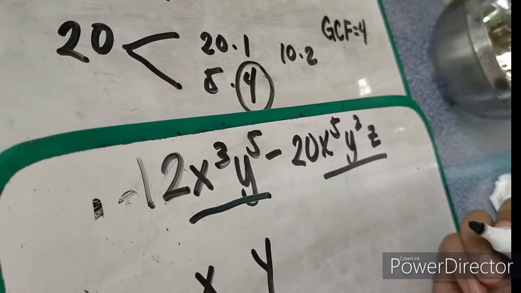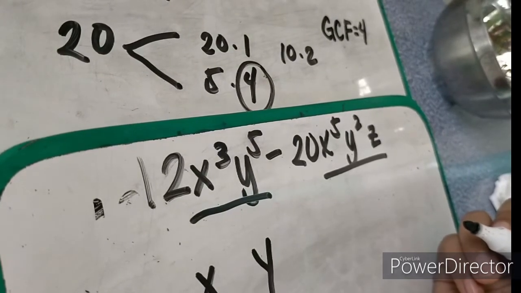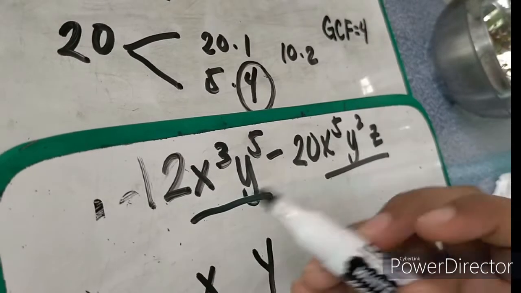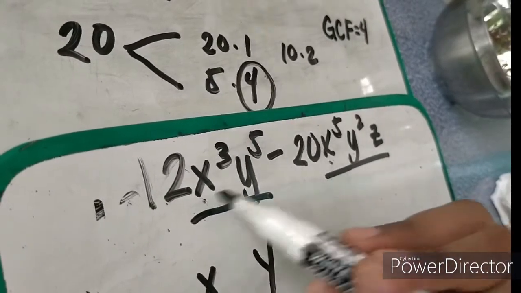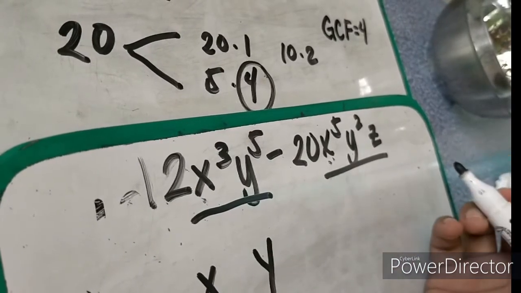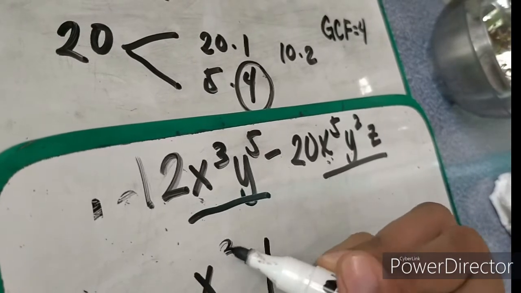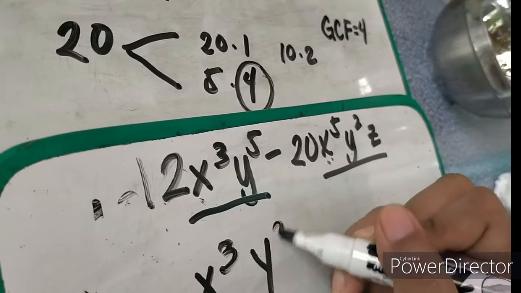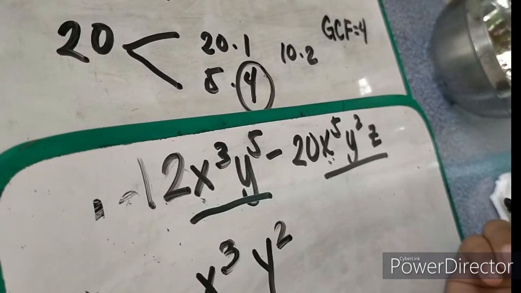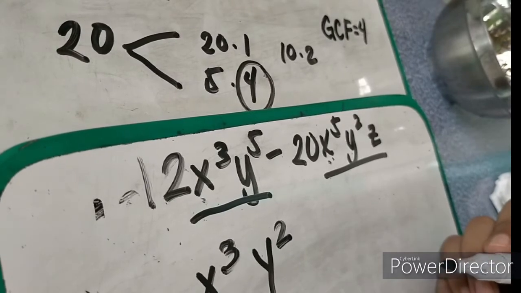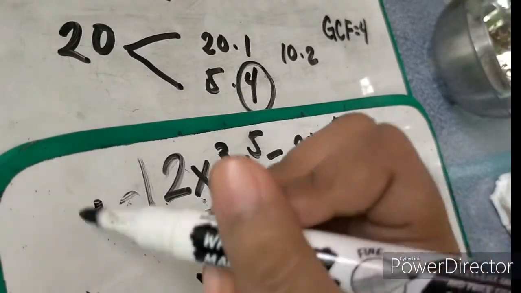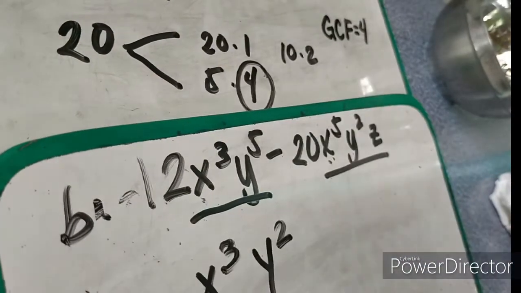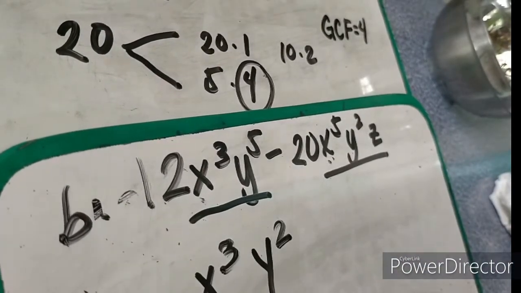Next is to find the variable with the least exponent among the exponents of x, which is the least or yung pinaka mababa. Yes, correct. It is 3. How about sa y? Yes, it is 2. Mayroon bang kaparehas ang z? Wala. Very good. So, that is step 2.